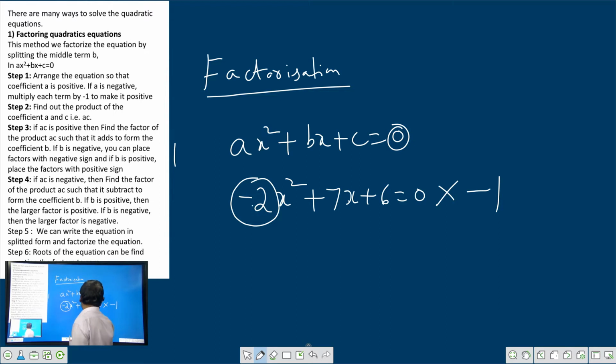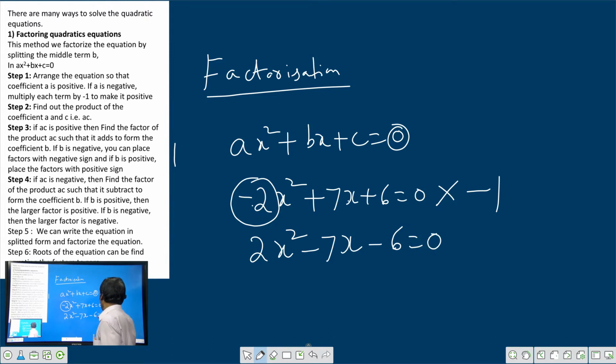Multiply minus 2 into minus 1, what will I get? 2x square. Plus 2x square into minus, what will I get? Minus 7x, plus into minus, minus 6. Alright? So the very blind rule is this: change minus to plus, plus to minus.